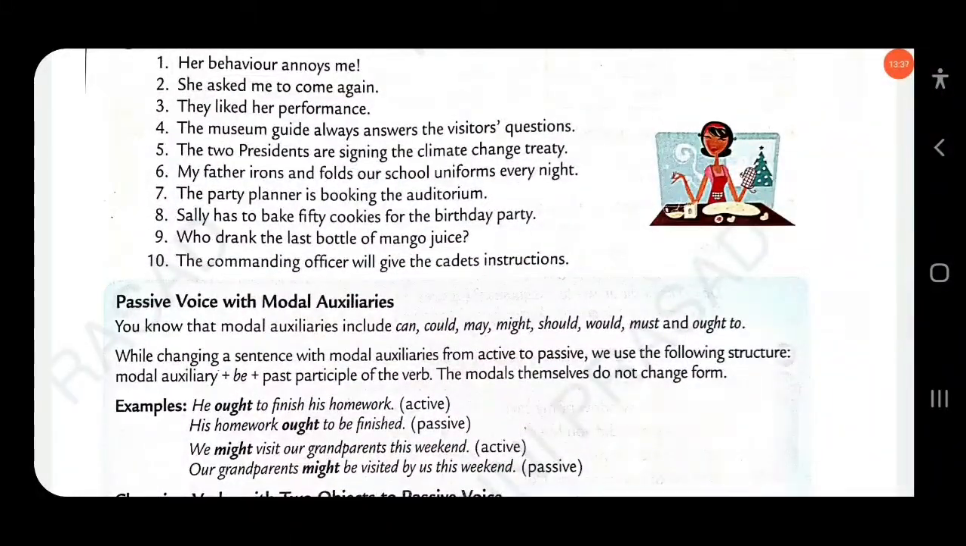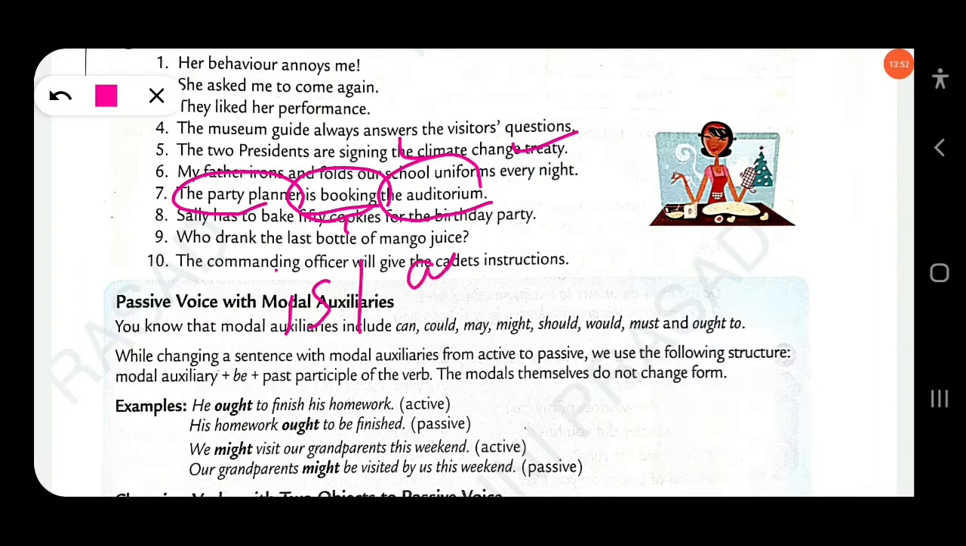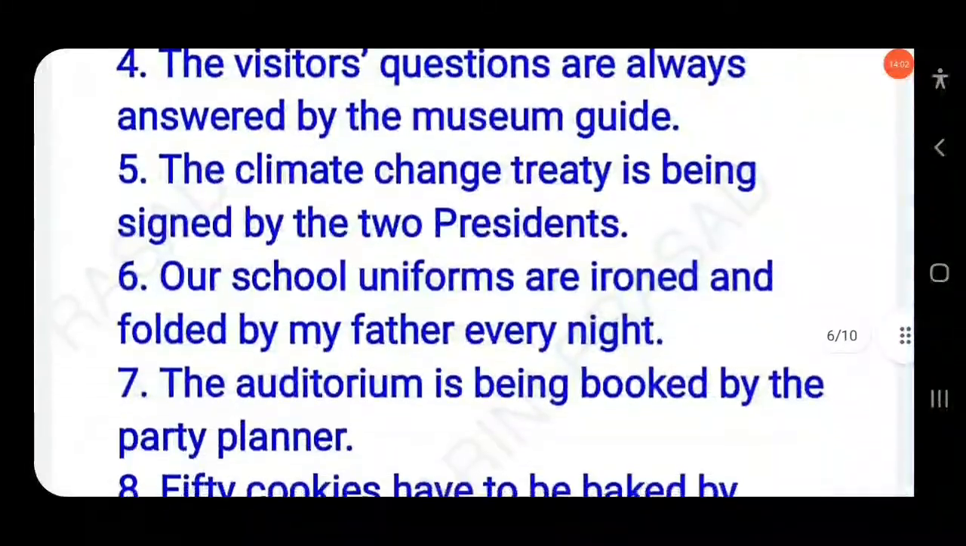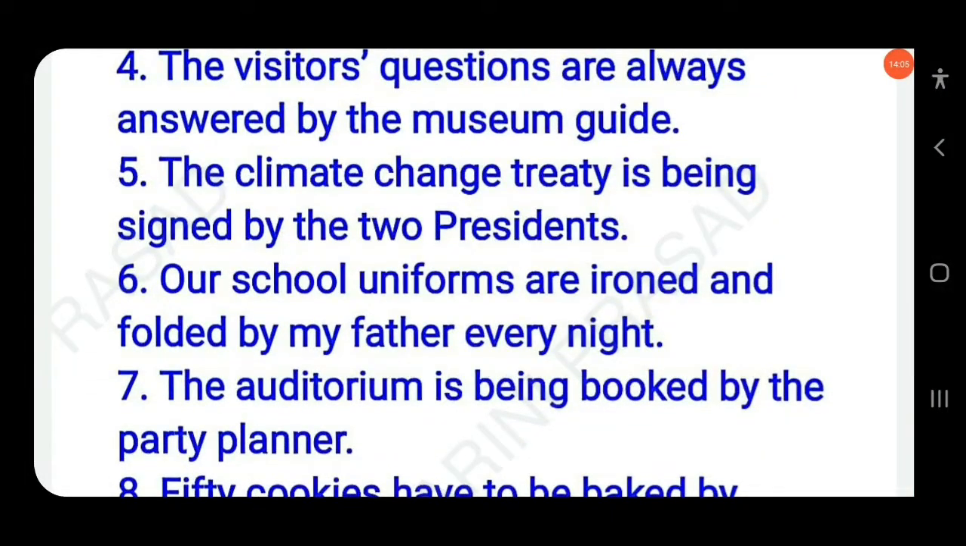Then next question here. The party planner is booking the auditorium. So here the subject is the party planner, the verb is booking, and the object is the auditorium. As the present progressive tense is used, you have to use is, am, are plus being plus V3. As per this structure, the auditorium is being booked by the party planner. You have to always use the third form of the verb while changing active into passive. So here you have to write booked.